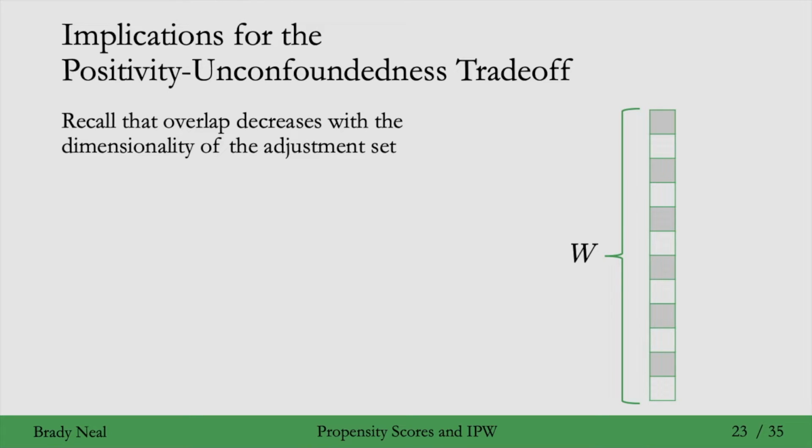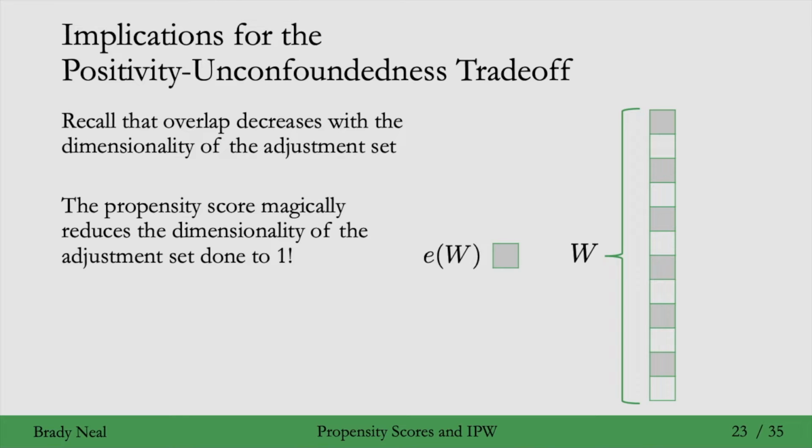But the propensity score theorem tells us that we don't need to condition on W. We can just condition on the propensity score, which is a scalar. So the propensity score is a bit magical in that it takes this high dimensional W and reduces it to just a single dimension. Now, if we condition on just this scalar, we're much less likely to have overlap violations because it's only one-dimensional. Great, so problem solved, right?